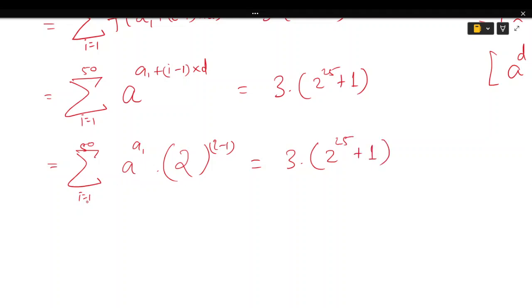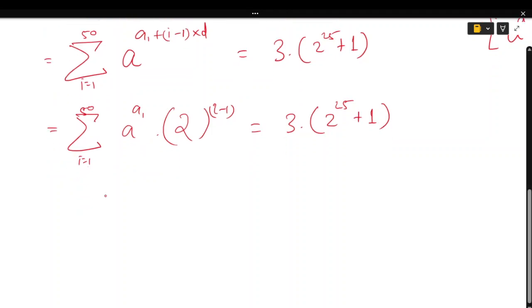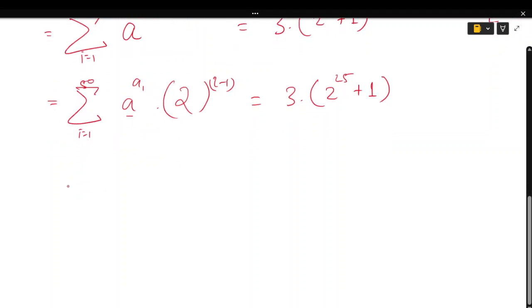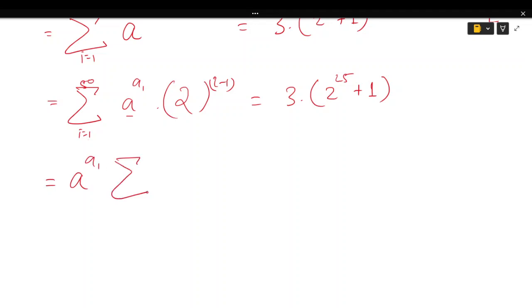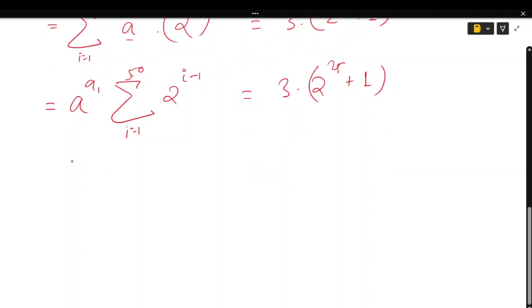Now, as we know, the series works according to the index i. So a to the power a1 is a constant itself, so one can just simply take it out of the summation. We get summation i equals 1 to 50 of 2 to the power i minus 1, equals 3 dot 2 to the power 25 plus 1. Now this is the GP. Don't you observe?